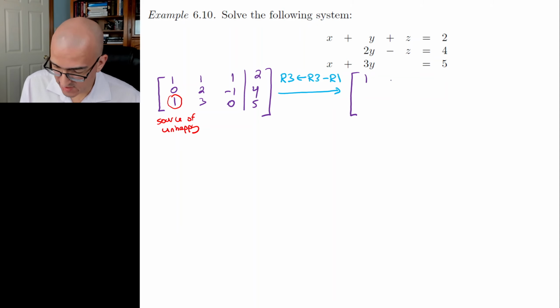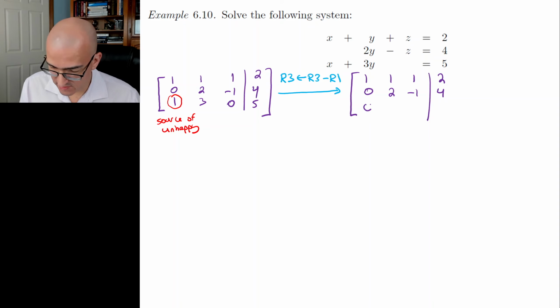So row 1 stays the same, 1, 1, 1, 2. Row 2 stays the same, 0, 2, negative 1, 4. And row 3 becomes 1 minus 1, 0, 3 minus 1, 2, 0 minus 1, negative 1, and 5 minus 2, 3.